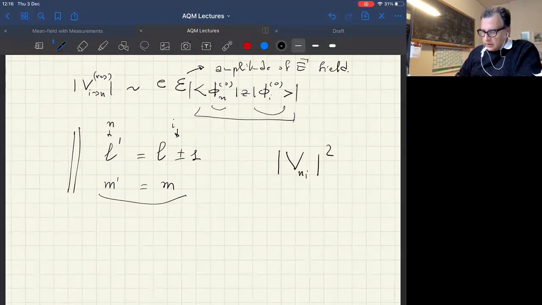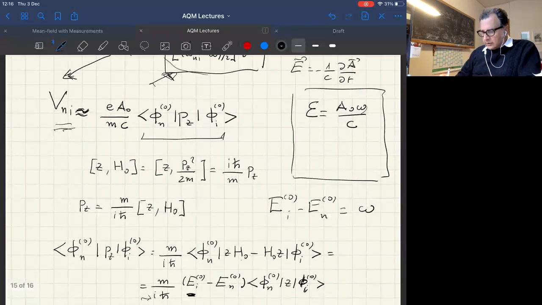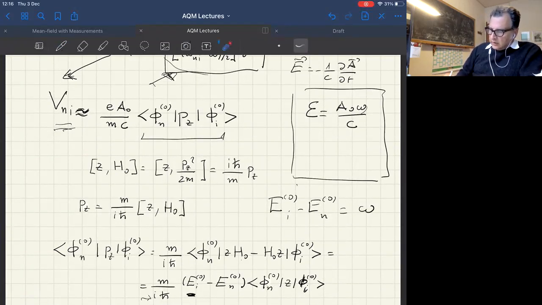The only thing you should keep in mind in order to get a simple expression is the following. First of all, you have to notice that you are on resonance, so you can approximate the difference in energies with omega. And this omega will simplify with this omega here. Okay, that's it. And then you will get something simple.